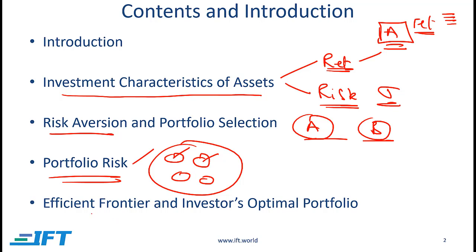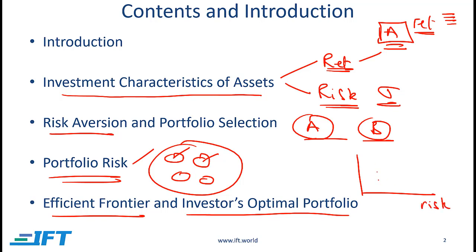And then the final part of this reading is about the efficient frontier and an investor's optimal portfolio. The idea here is that at different levels of risk, we can have obviously multiple portfolios, and the efficient frontier tells us what is the highest return or the highest expected return at each level of risk. And that becomes our efficient portfolio. An investor's optimal portfolio should be on this efficient frontier.